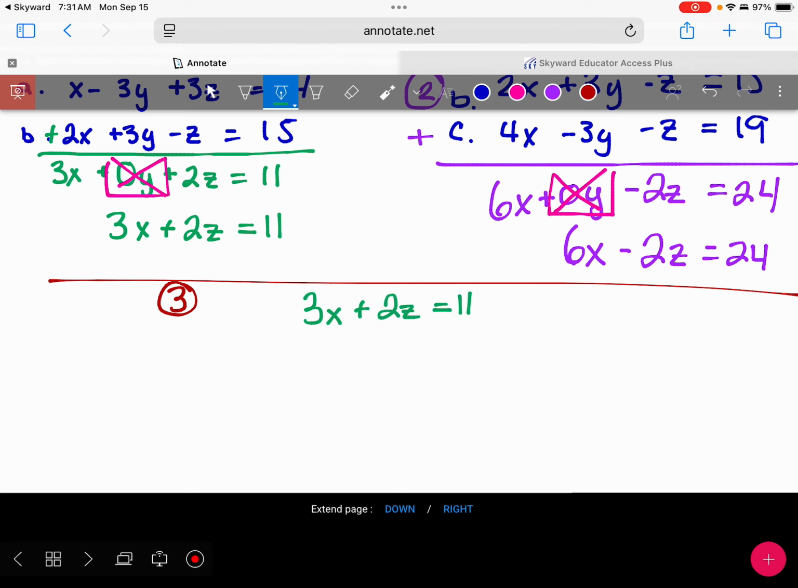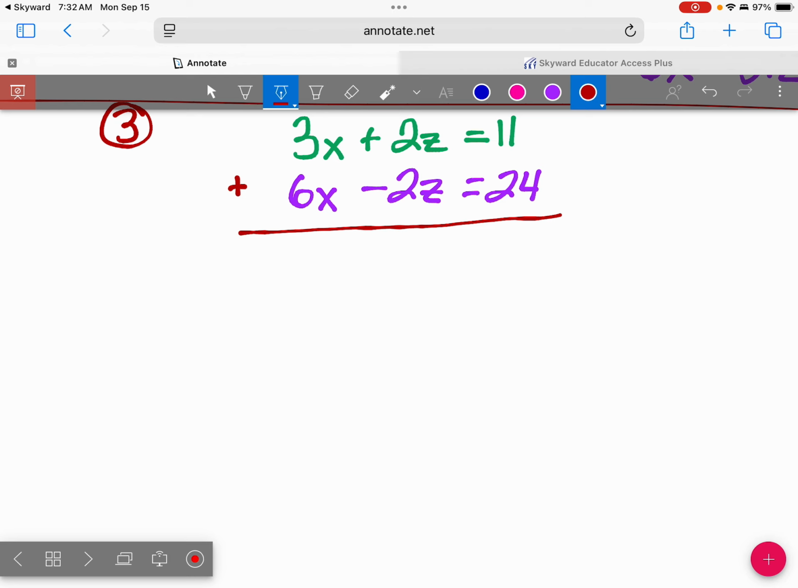If we needed to multiply, we could. We did that last week with our elimination. But this one's actually set up right for it. So we can just come through and add these ones together. Because if I add my 3x plus my 6x, we get a 9x. And then 2z plus negative 2z, we get 0 z's. And 11 plus 24 is 35.